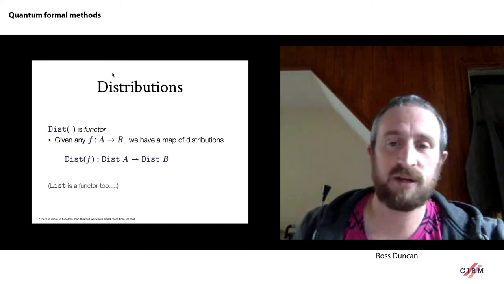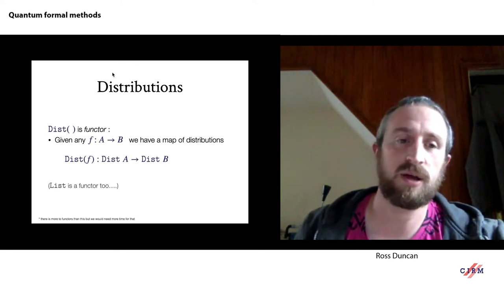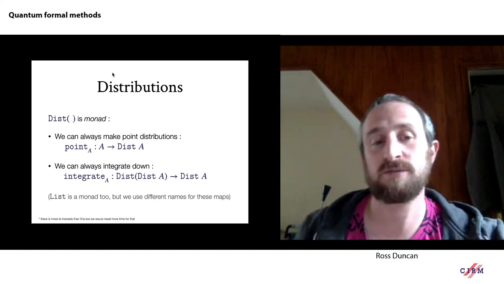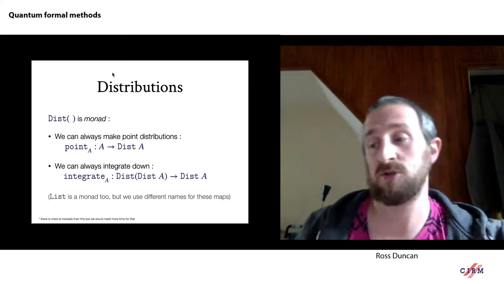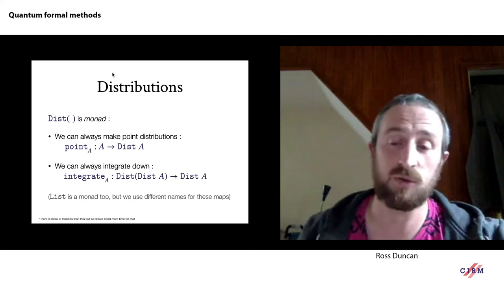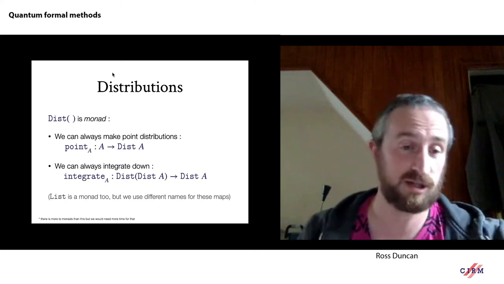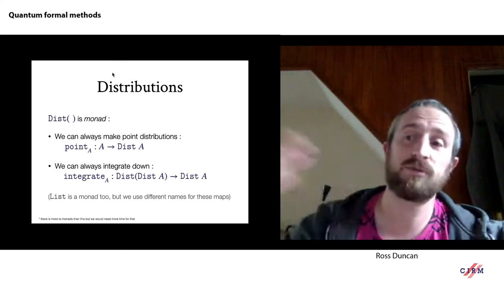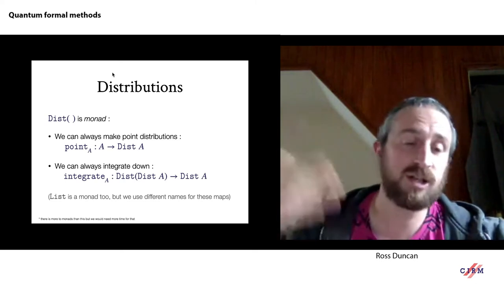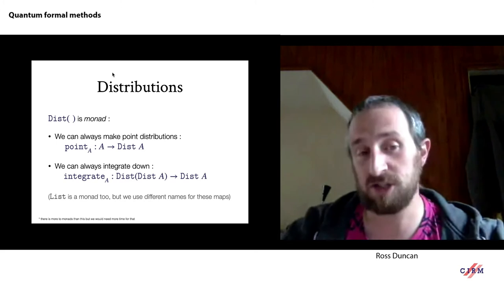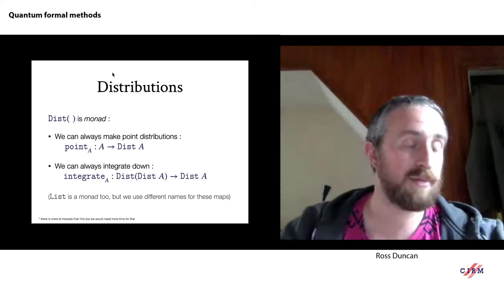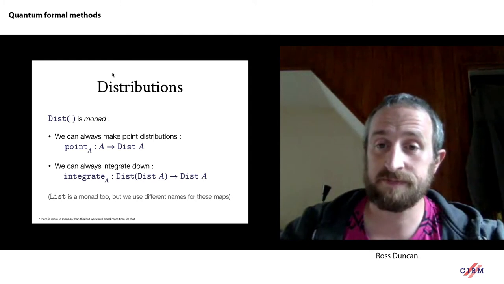Okay, so as well as being a functor, dist is also a monad. So I'm always able to make a point distribution from an element of A. So that would be the distribution that assigns probability 1 to the chosen element and 0 to everything else. And if I've got a distribution of distributions, I can always integrate that down to just be a distribution over the original set. Okay, so that can be quite handy for a number of things.